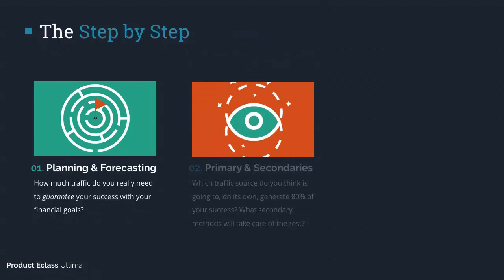The second step here is identifying and then utilizing the primary and secondary traffic sources. So there's going to be one specific traffic source you're going to focus on and look at, and there's going to be a couple other ones that you think are going to help contribute to your forecast. Which traffic source do you think on its own is going to generate about 80% of your success? Which secondary methods are you going to use to take care of the rest?